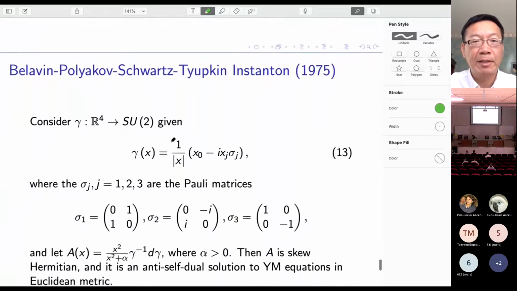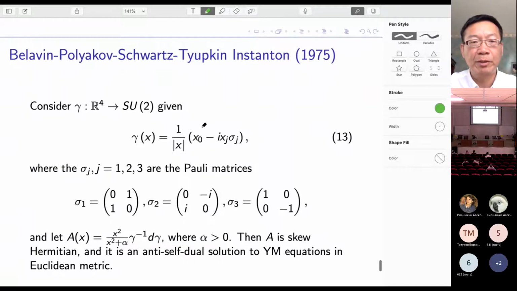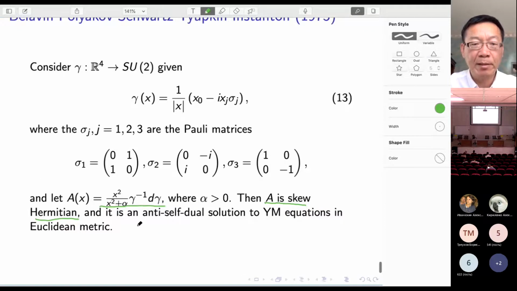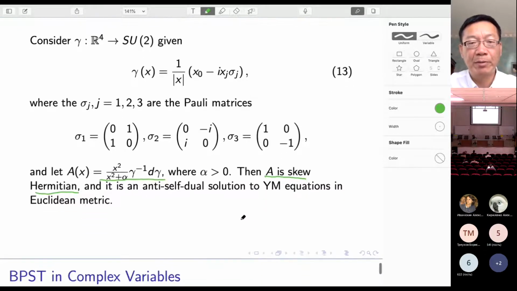Okay, now let's turn to the BPST solution, the instanton solution, which is a well-known solution and has many applications in physics. It considers a gamma from R4 to SU(2), given by this, where the sigmas are Pauli matrices, and you let A(x) be a real function times gamma inverse d gamma, where gamma is unitary valued. Now A is skew Hermitian. So the BPST solutions are given by skew Hermitian forms. And when it is anti-self-dual, it is a solution to the Yang-Mills equations.